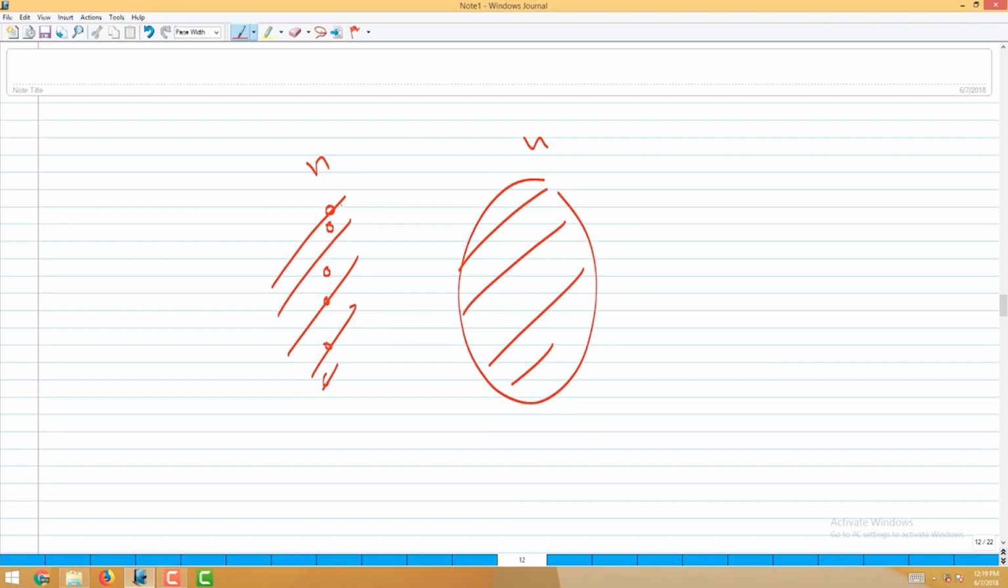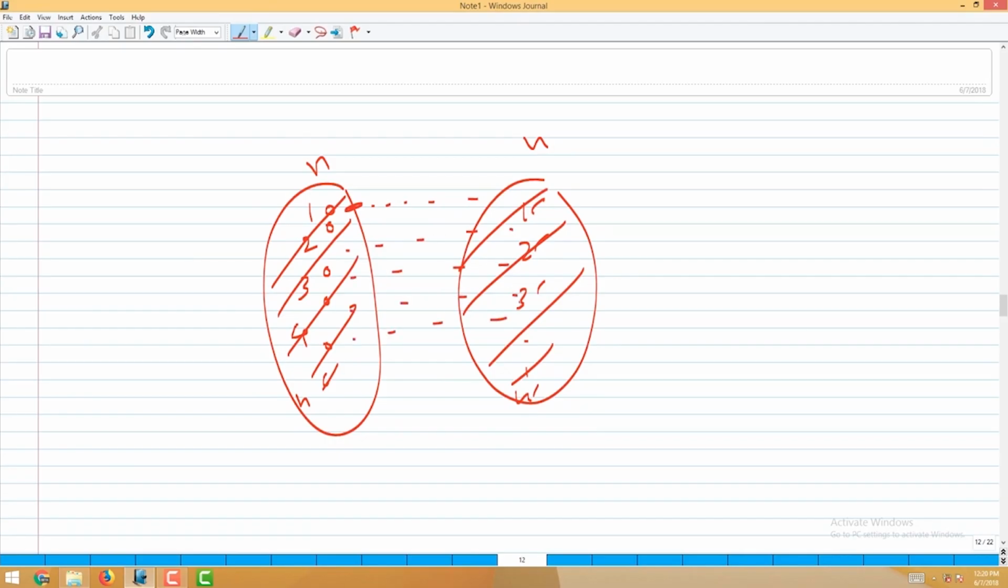So this I can call 1, 2, 3, 4 like that n, and this is 1 dash, 2 dash, 3 dash, n dash. See, the only thing which is missing is the missing edge is this one, 1 to 1 dash, 2 to 2 dash, 3 to 3 dash, 4 to 4 dash, n to n dash. All other edges will be there.